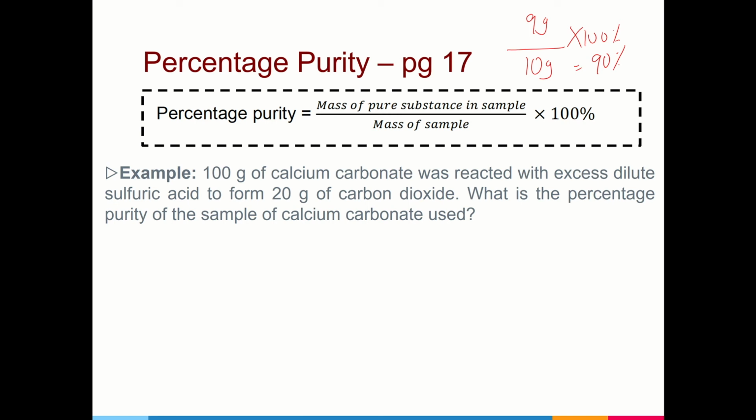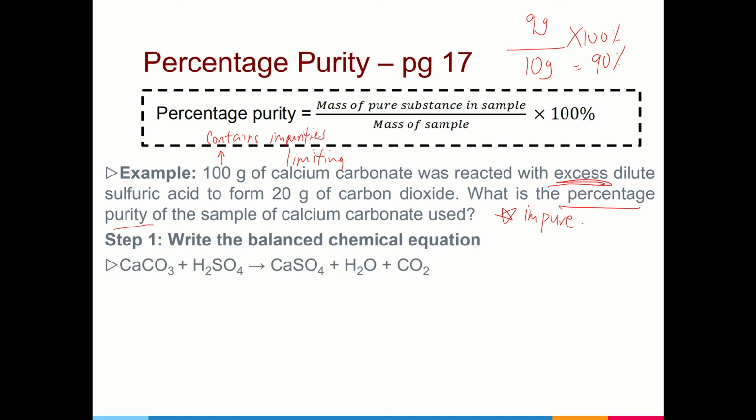So, how do we work in chemical reactions? Here they say 100 grams of calcium carbonate was reacted with excess sulfuric acid. So in this case, this is my limiting reactant. The question says percentage purity. Once the question asks for percentage purity, it means that this sample is impure. I repeat, once the question asks you to calculate percentage purity, you need to assume that the sample is impure, which also means this 100 gram contains impurities.